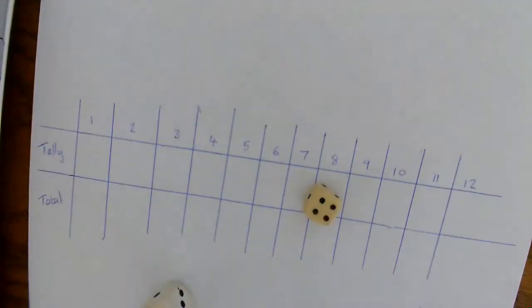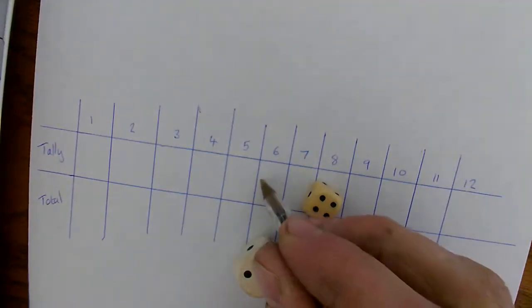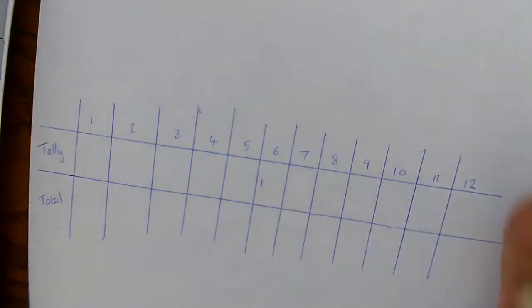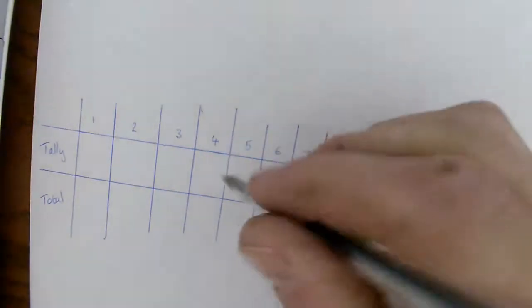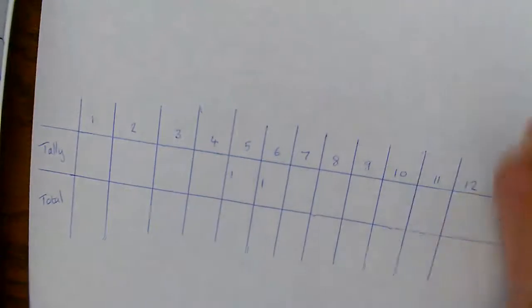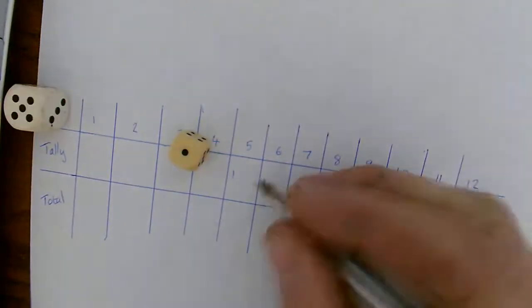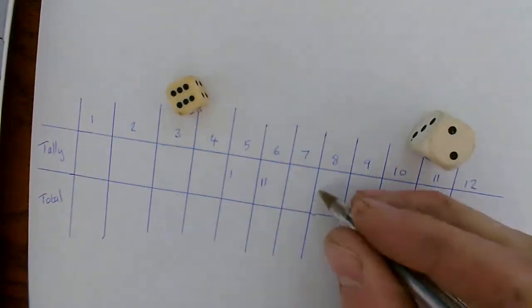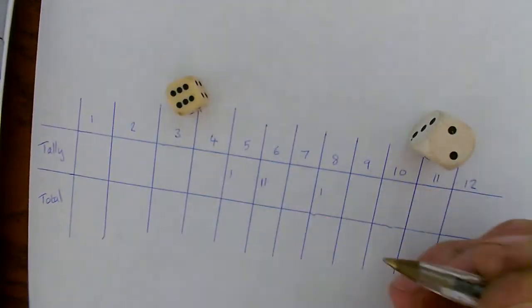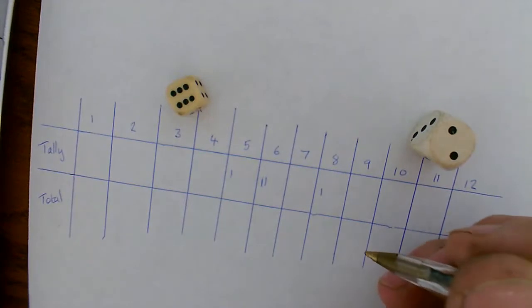So I want you to roll your two dice. That's a 4 and a 2. So what I'd like to do in a table, put some tally marks. So I got 6. There I got 5. There I got 6 again. Rolled an 8. And I want you to keep doing that for a little bit of time.